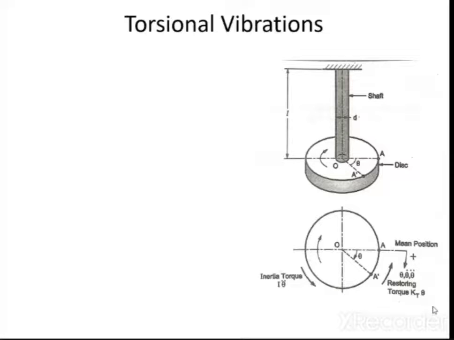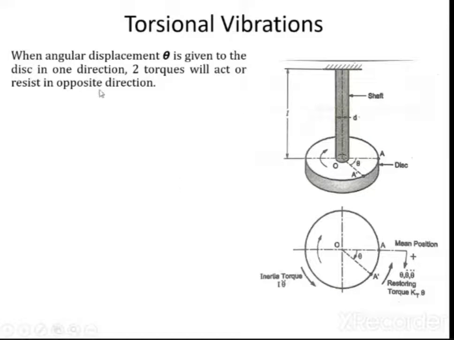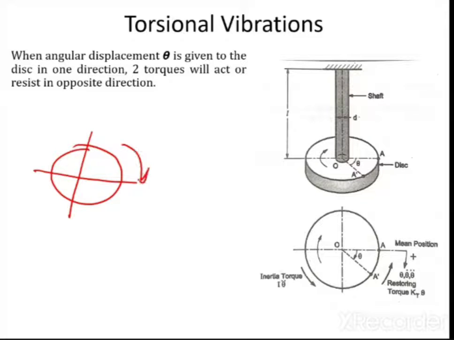Now, basically, try to understand that when the angular displacement theta is given to the disk in one direction, look at the figure again. This is a disk. Let us say that you are giving a small angular displacement theta in the clockwise direction. So this theta is the small angular displacement you have given, in a particular direction.